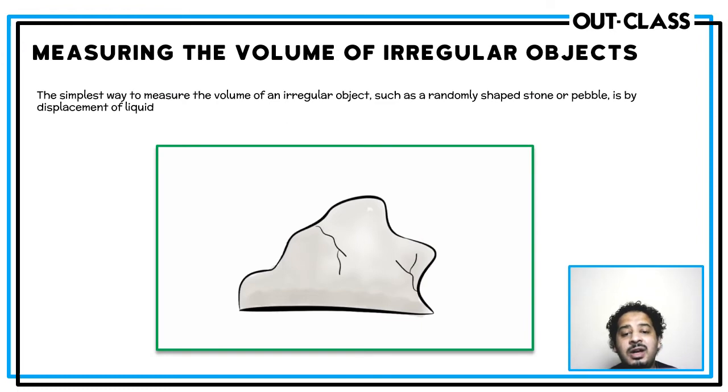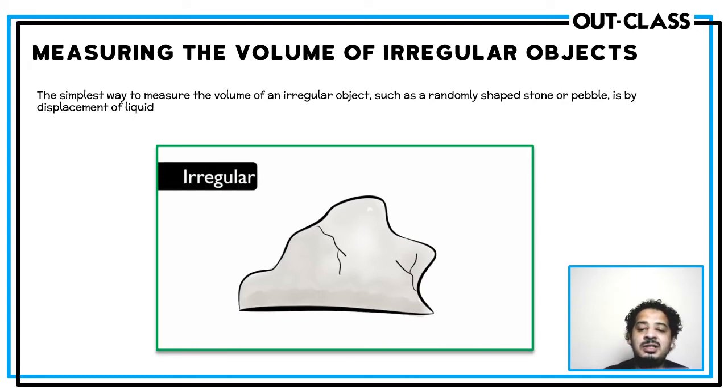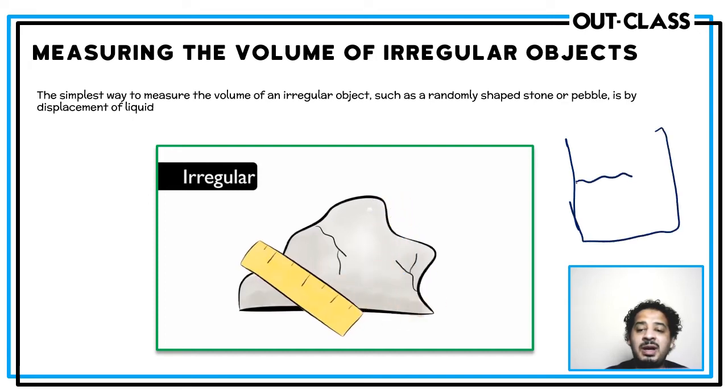Well, now what if you have some sort of really strange object like this? You can't pour it and you can't measure out the volume using rulers and some sort of standard formula. So then what you do is it's called the displacement method. So for example, you take a beaker and you put water inside it.